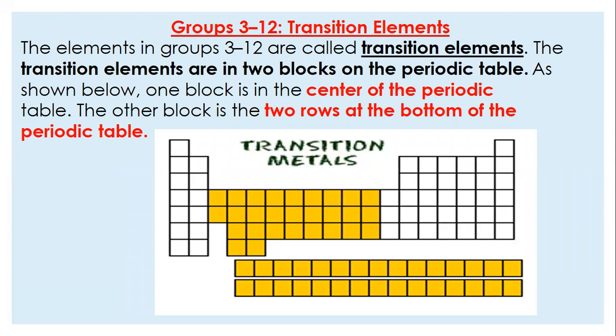Then we have the transition elements, or the transition metals. You can find them starting from group 3 till group 12. We find them in two blocks. The first block you will find in the center of the periodic table, and the other block will be the two rows below, at the bottom of the periodic table.